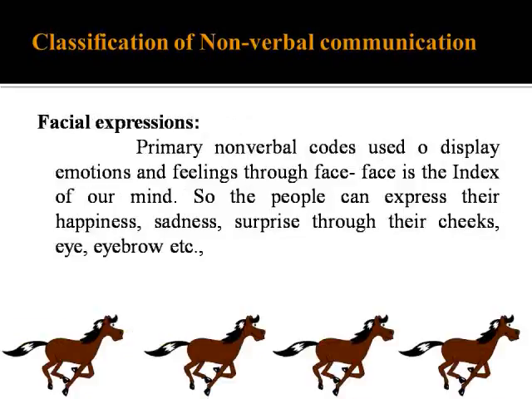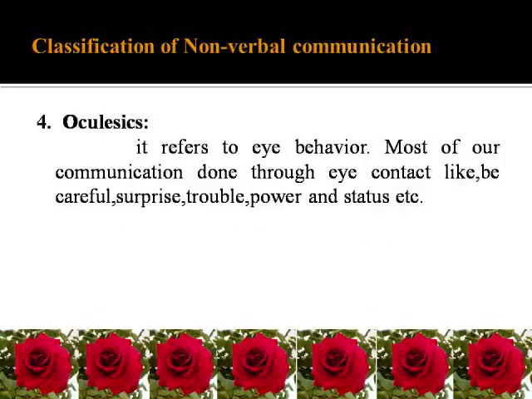Facial expressions. Primary non-verbal codes used here display emotions and feelings through the face. The face is the index of our mind, so people can express their happiness, sadness and surprise through their cheeks, eyes, eyebrows, etc. Oculesics. It refers to eye behavior. Most of our communication is done through eye contact, like being careful, surprise, trouble, power and status, etc.